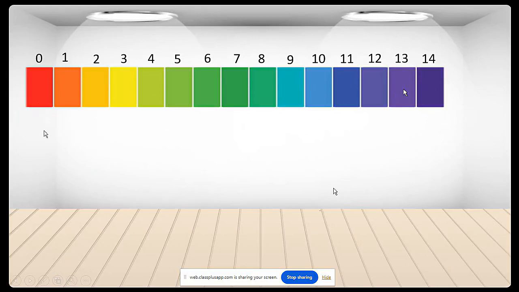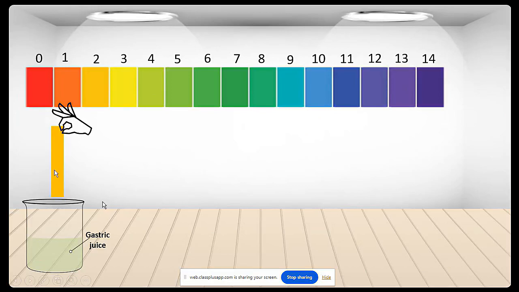So here you can see, take an unknown solution, say gastric juice. To identify its pH value, take universal paper, which is yellow in color. Immerse the universal litmus paper in the solution, then take it out and identify the color of the paper. You can see here it is between 0 and 1. So the gastric juice pH value is 1. It is not an exact value, it is an approximate value.